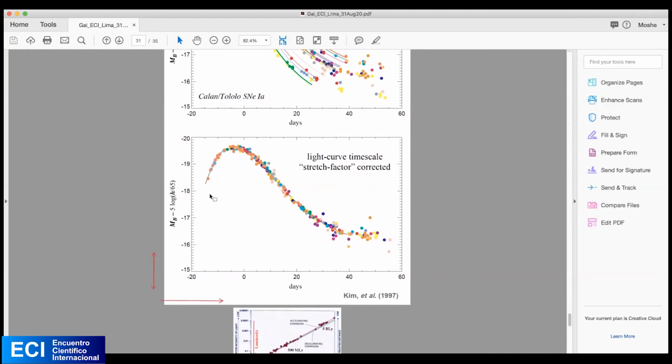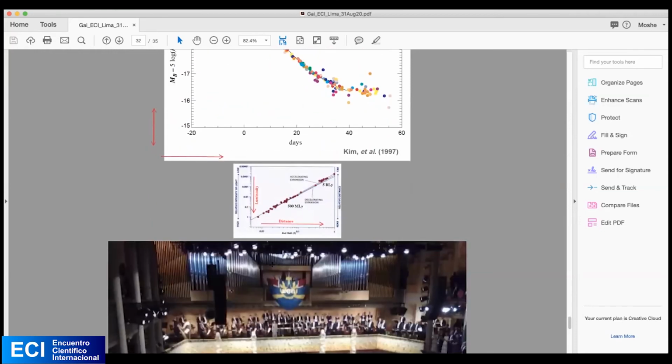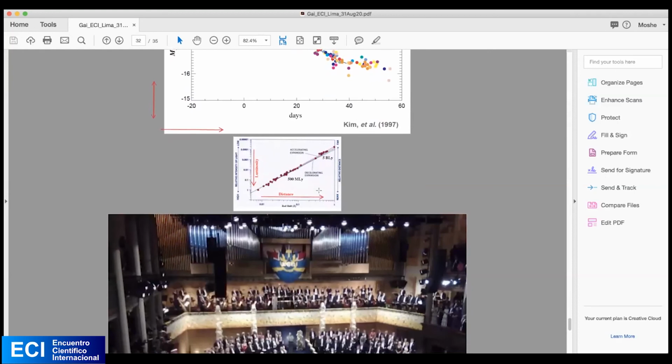So now I can use this calibration curve. I look at a supernova at the end of the universe, I put it on this stretching factor, I put it on this calibration curve, I know how much light was produced, I know how much light was observed, I can measure the distance. And here comes again, I'm sorry that I cannot show one slide at a time.